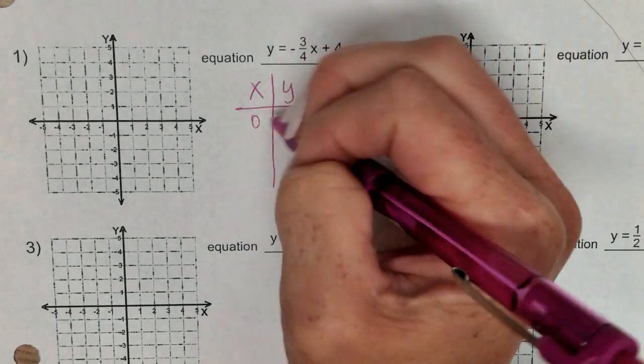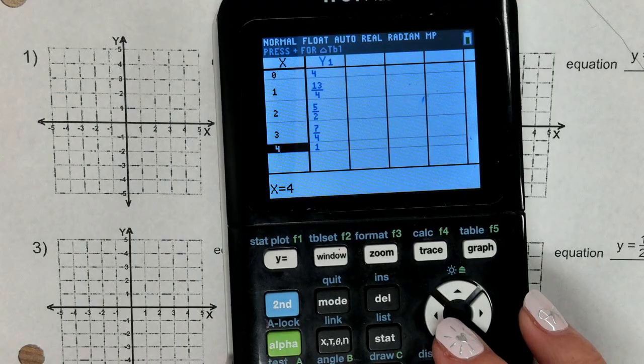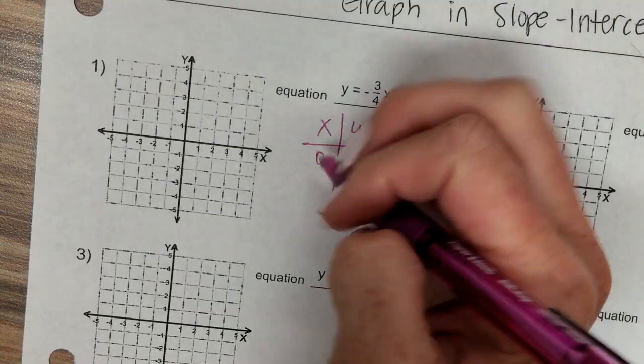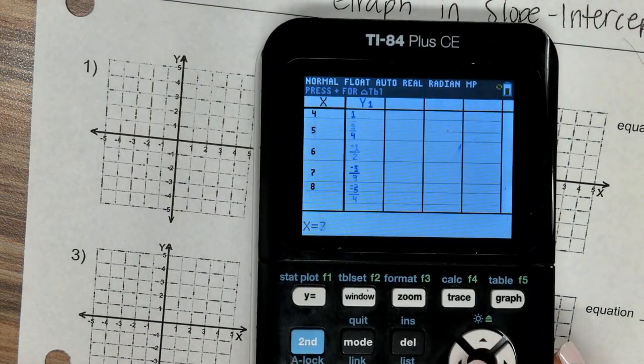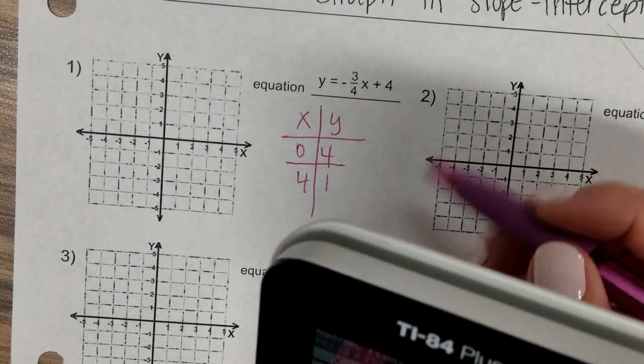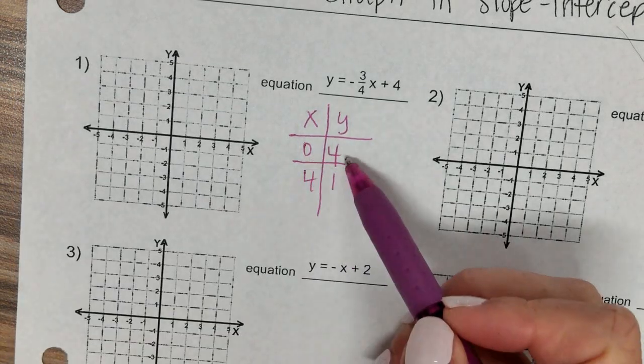Okay, so I'm going to do 0, 4. And what else can I put on this graph? 4, 1. And that's all that's really going to fit. I think the next one would be off the graph, which would be 8, negative 2, and there's no room. So for this one, we're only going to do 2 dots. Does that make sense? Yes or no? So we're going to graph 0, 4.